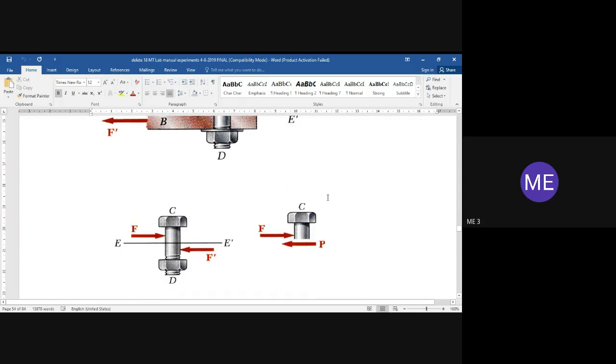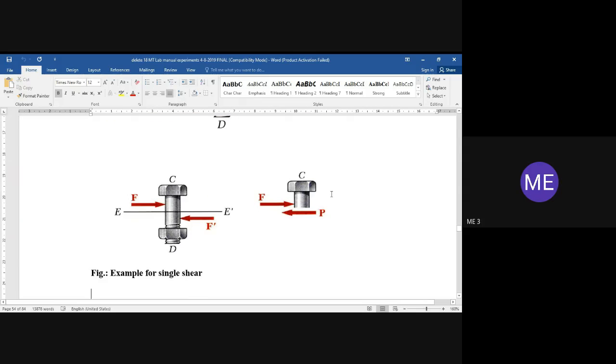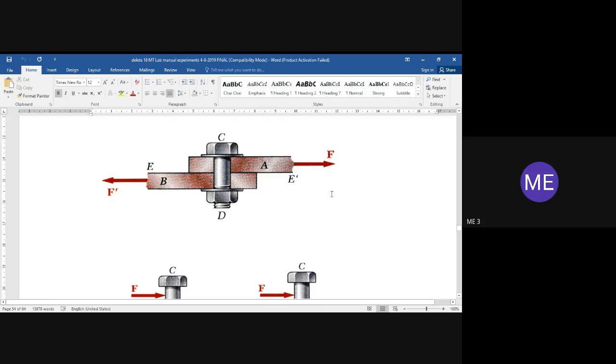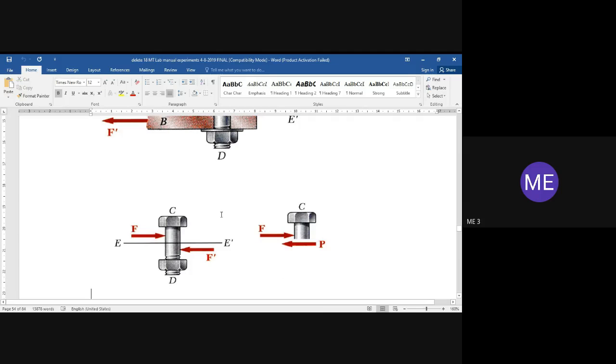If you come to see here, this is one more diagram. That same diagram we have shown, only the bolt is shown here. On the top side, one force is applied in one direction. On the bottom side, one more force is applied in another direction. Because of that, shearing takes place, like two blades of a scissor.